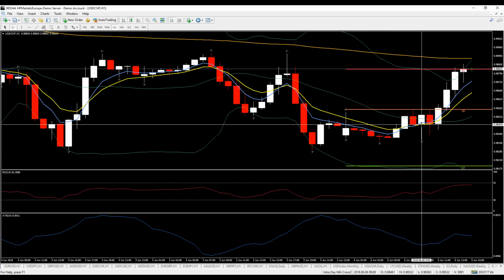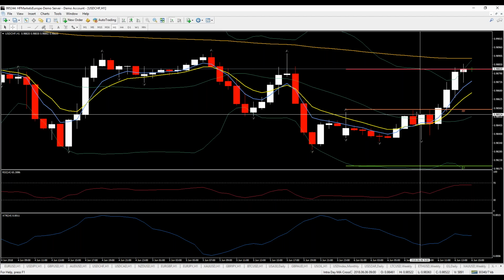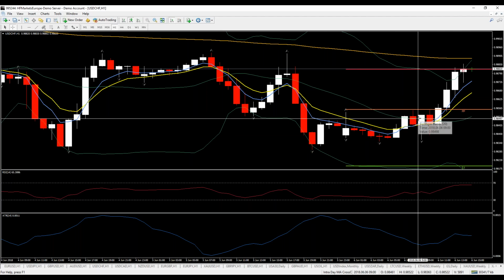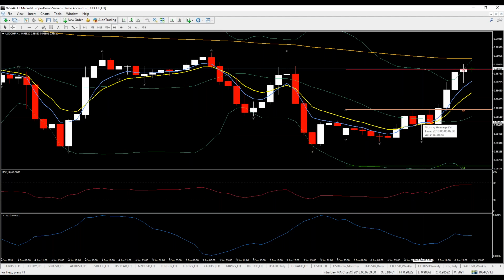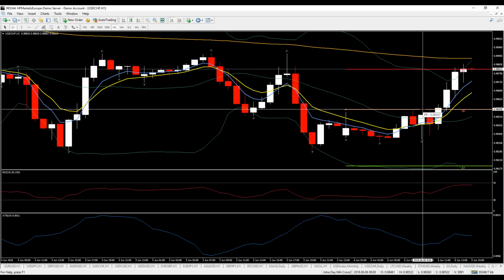So that has followed the rules. We've had a cross, it's above, and it's also above the green line. So that really is your first entry. What's the caveat? What's the negative of taking that trade? Well, the pivot point is just here. That's not very far away.